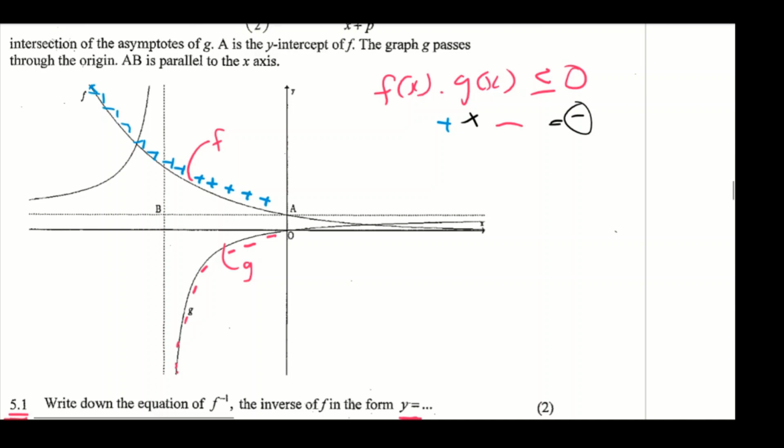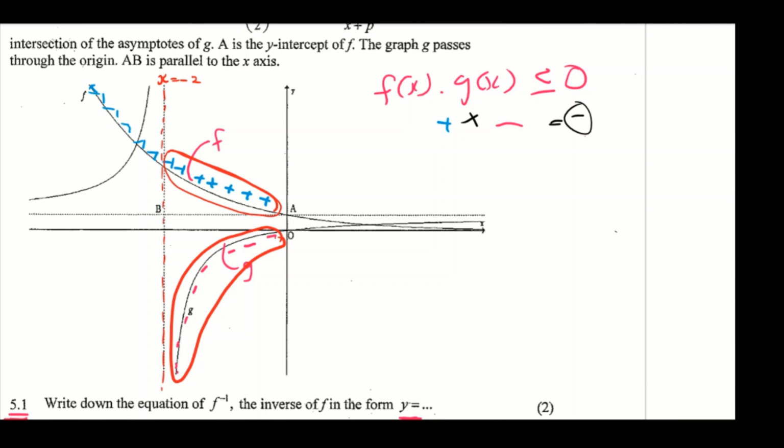So this means now that we need to consider this part of the graph, but we can't consider the entire part. So we'll consider this portion here of our f of x. Why? Because there's an asymptote here at x equals -2, just separating these two graphs. So we're just going to consider this portion here of f, and this portion here of g, so that when we multiply these two, they give us a negative solution.